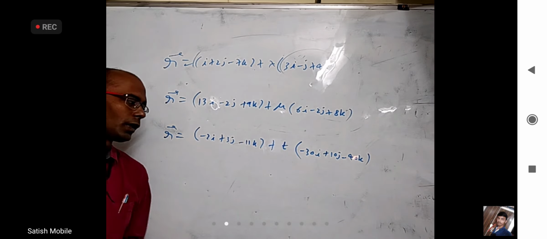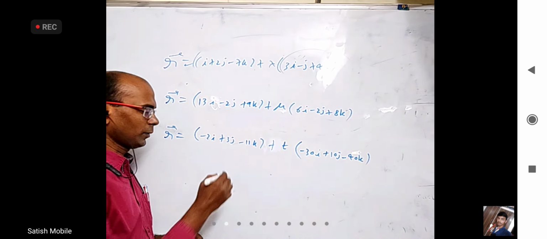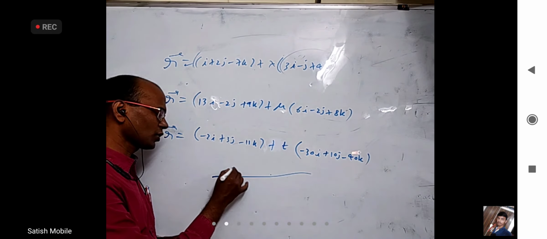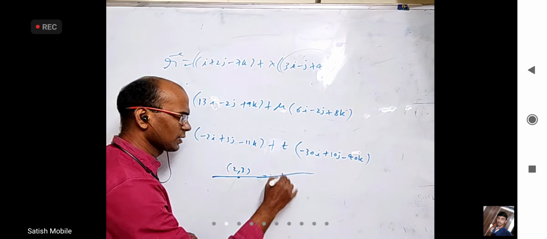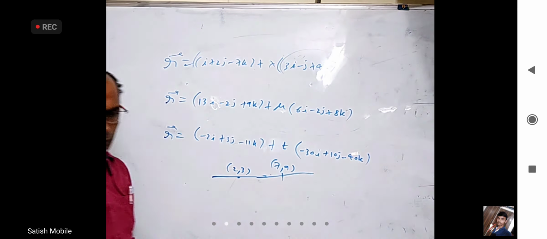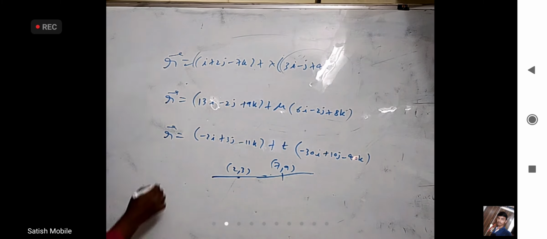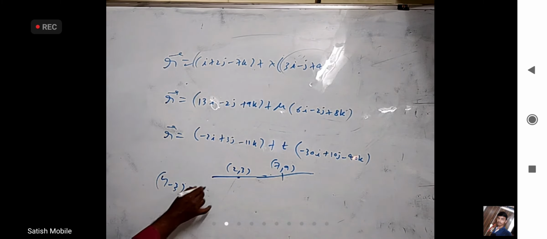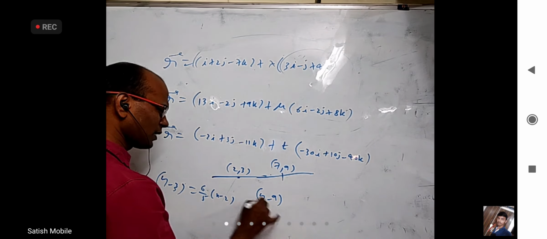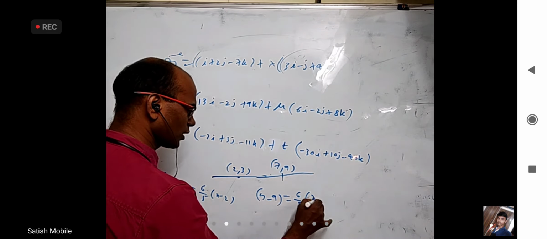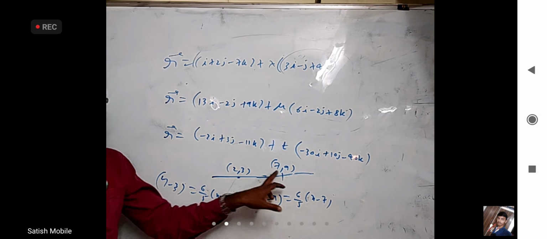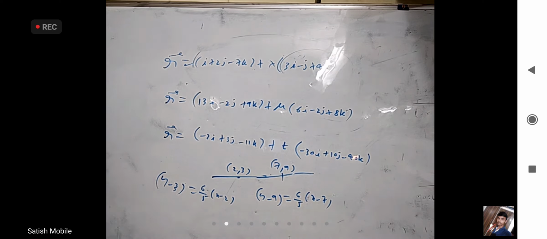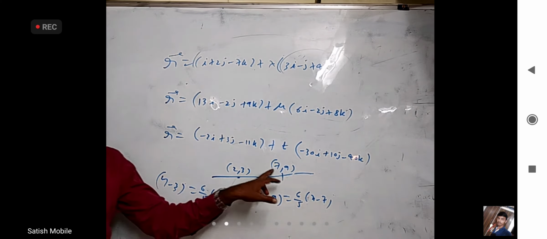Okay. Let me give a simple example. You take a line passing through (2, 3) and let us say (7, 9). What is the slope? 6 by 5. Somebody can write y minus 3 equal to 6 by 5 into x minus 2. Somebody can write y minus 9 equal to 6 by 5 into x minus 7. What is the slope of this line? 9 minus 3 is 6, 7 minus 2 is 5, it is 6 by 5, correct? I am using one time this point and one time this point.